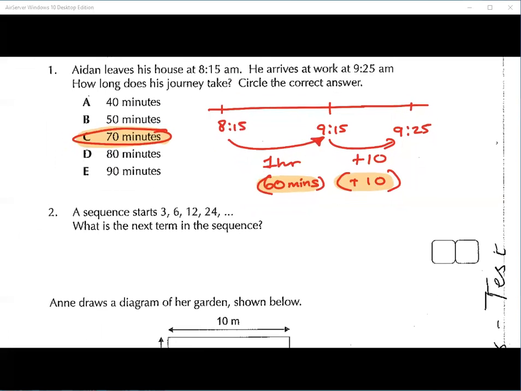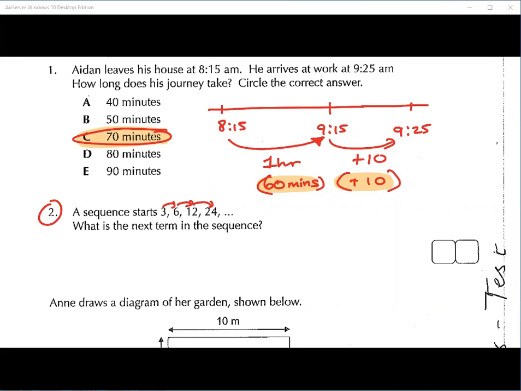Since you're there, we'll do another question with me as well, please. Question number 2. A sequence starts 3, 6, 12, 24. What is the next term in the sequence? The next term means the next number in the pattern. So what's happening in this pattern anyway? What's going on?